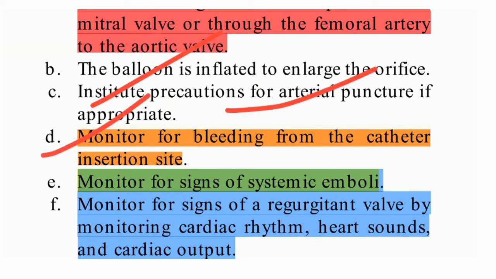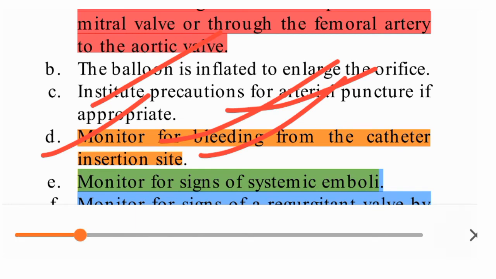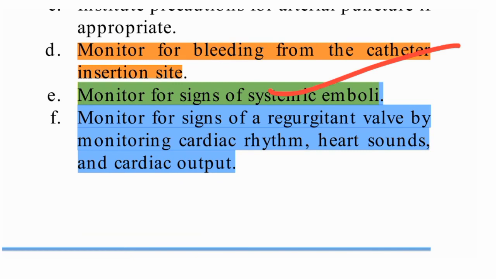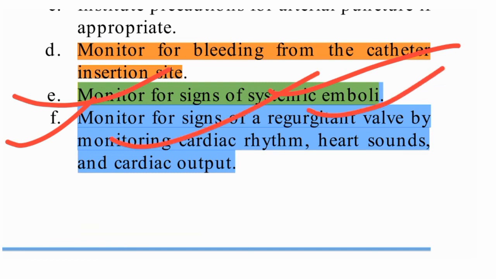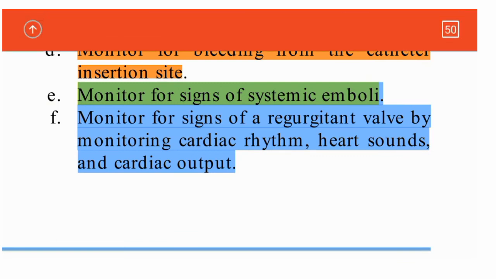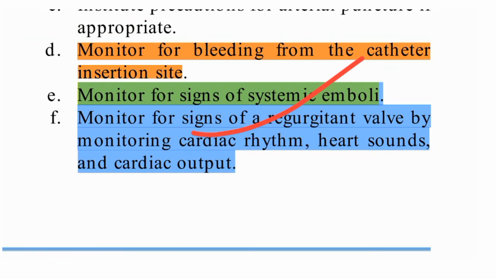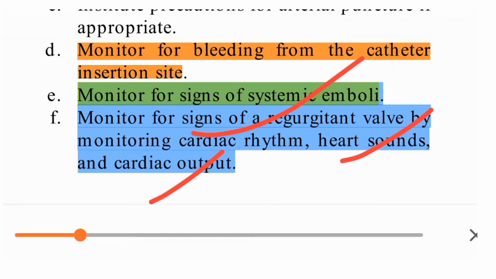Monitor for bleeding from catheter insertion. Since we are going to insert a catheter, we need to watch for bleeding. Monitor for signs of systemic emboli. Emboli can occur, so we need to watch for them. And monitor for signs of valve regurgitation by monitoring cardiac rhythm, heart sounds and cardiac output. Regurgitation can occur, so we need to check whether the rhythm is normal, heart sounds are normal, and cardiac output is normal.